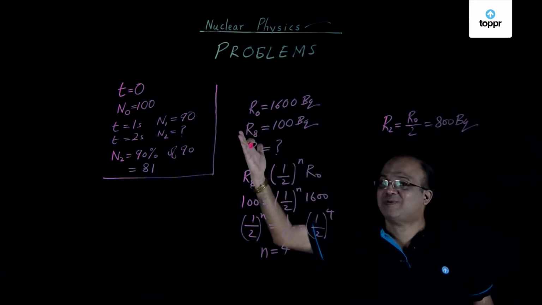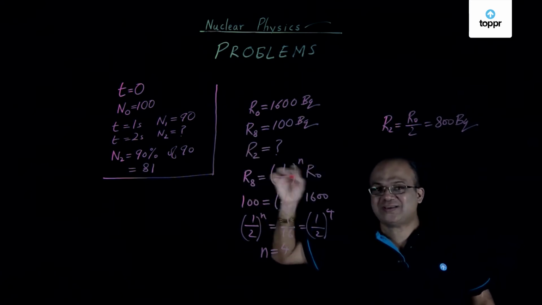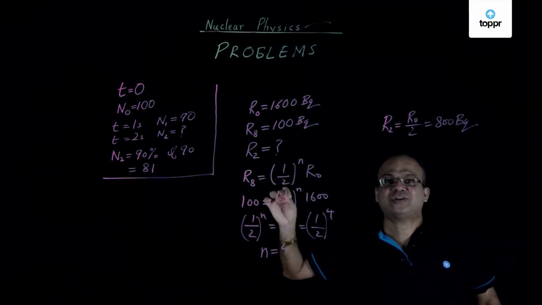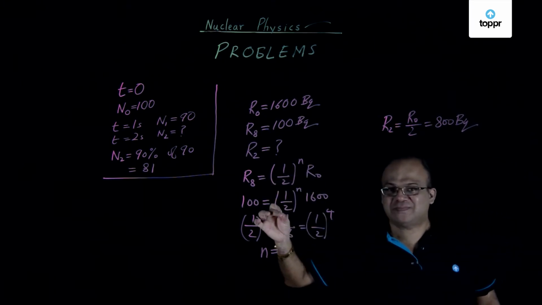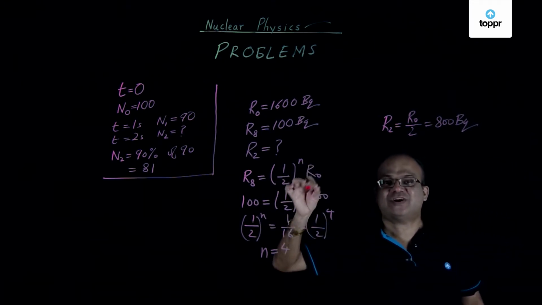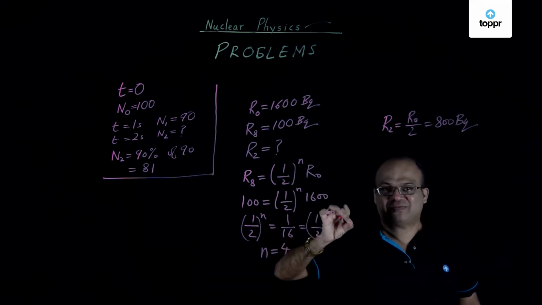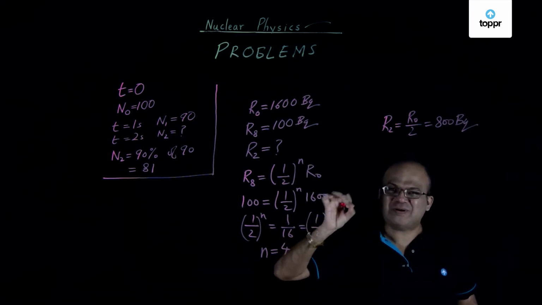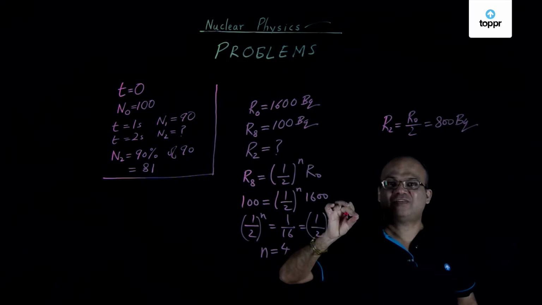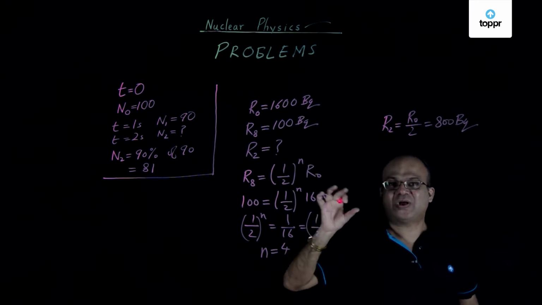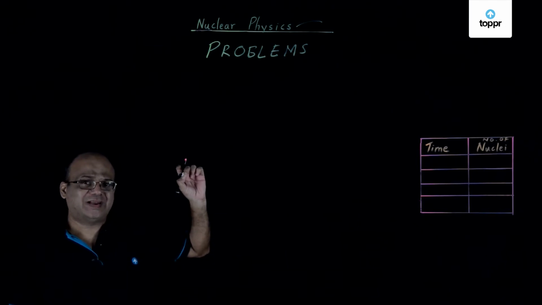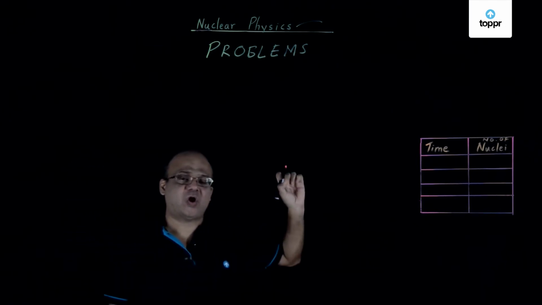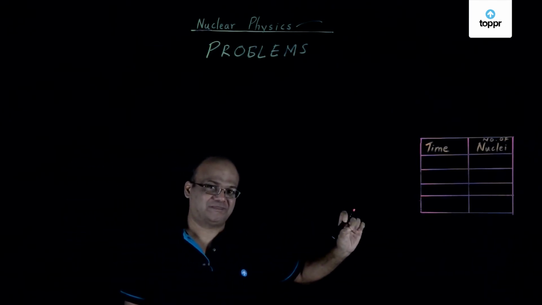And in the previous problem we learned that in equal time, an equal fraction of nuclei are decayed. In equal time, an equal percentage of nuclei survive. If you remember these two things, you can solve any basic problem on radioactivity. Now, let us look at one more problem on radioactivity.